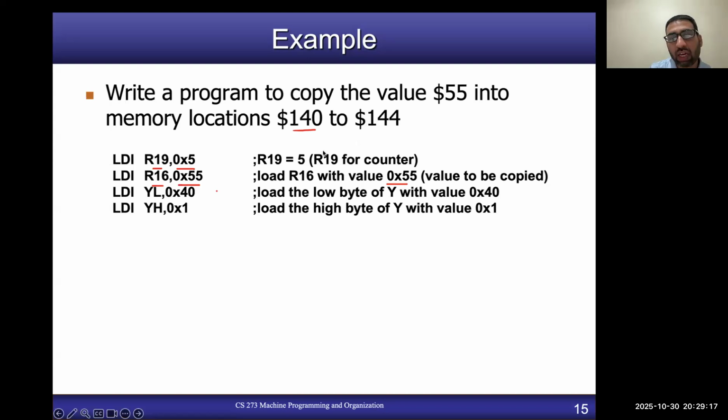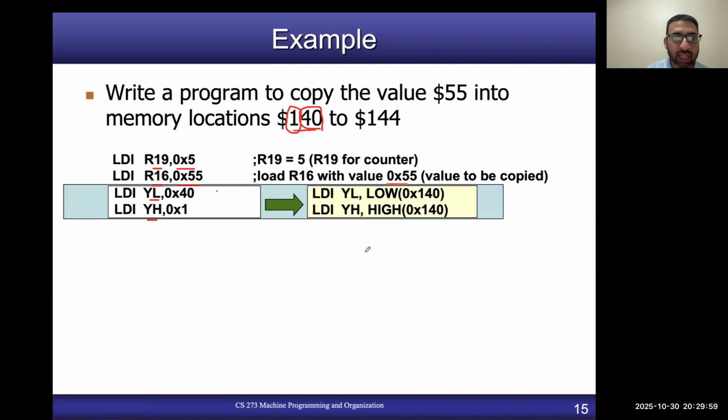We can load it in one of those 16-bit registers, either X, Y, or Z. So let's say we select Y. In Y low, we put the low byte of the address, which is 40. So we are saying load immediate, put in YL 0x40, right? And in Y high we are putting the high byte of the address, which is 1. So load the low byte of Y with the value 0x40 and load the high byte of Y with value 0x1.